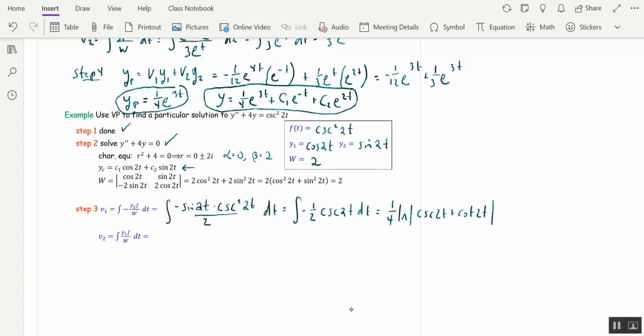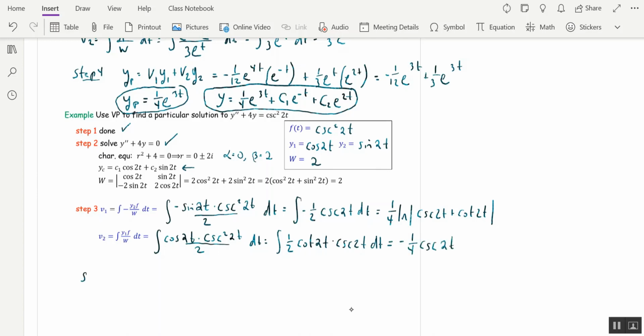Okay, V2, integral, I want y1, which is cos 2t, f, cosecant squared 2t, all divided by 2 dt. That's the integral of 1/2, and now that simplifies to cotangent 2t cosecant 2t dt. That's just, again, a pretty simple integral. That's negative 1/4 cosecant of 2t.